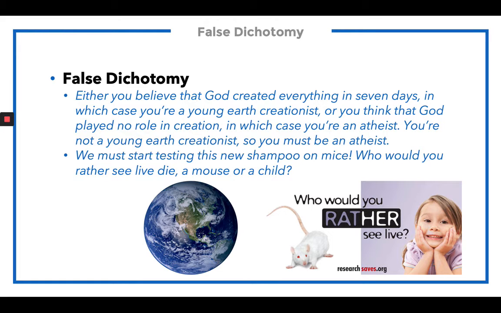Here's another one. We must start testing this new shampoo on mice. Who would you rather see live, a mouse or a child? So the thought is that we're testing shampoo on mice, but it's just shampoo, right? We don't need to kill anyone in this case. We don't need to kill mice in order to test the shampoo. We're not in danger of killing children. We know exactly how to create shampoos without killing mice or children, so let's just do that. That's an example of a false dichotomy.